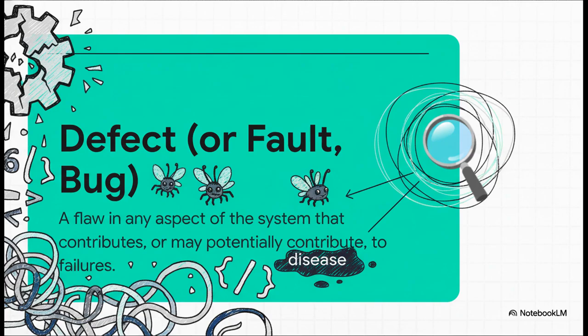Okay, so that's the failure. But what causes it? Well, that's what we call a defect. Think of it this way. The failure is the symptom, like a cough. The defect is the actual illness causing the cough. It's the flaw hiding in the code, or the design, or heck, even in the original requirements. This is what most people call a fault, or, you guessed it, a bug.